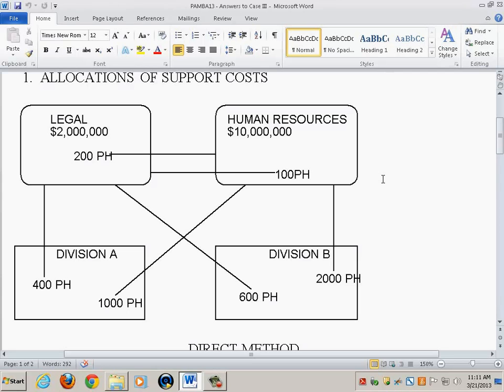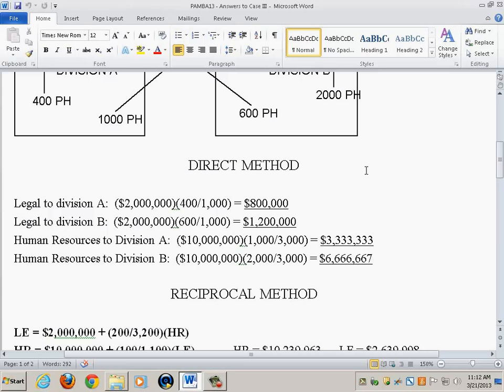Well, that's a quick and simple method. So obviously the calculation is also quick and simple. And here are the allocations. So legal allocates to Division A and B the $2 million in costs, and it allocates by the ratio of person hours it devotes to each division over the total number of person hours it devotes to both, which is 1,000. So it's an allocation of 400 over 1,000 and 600 over 1,000 respectively to Divisions A and B. You get the allocations of 800,000 and 1,200,000.